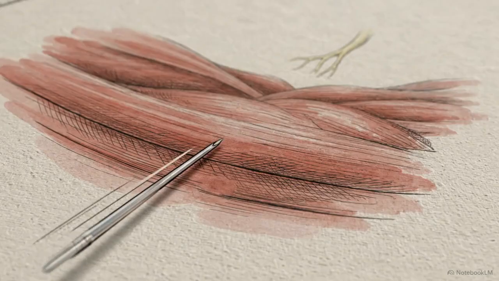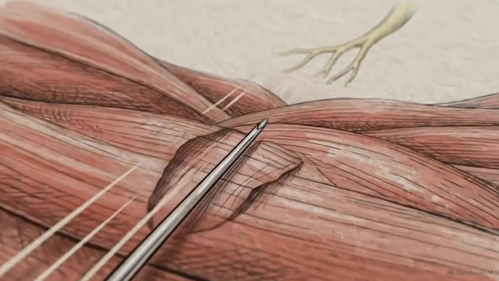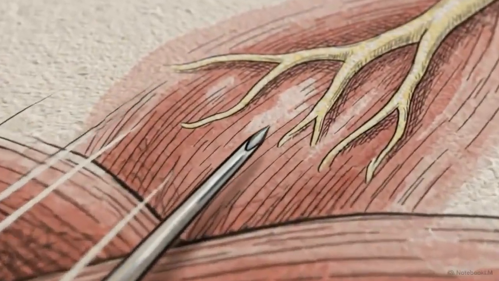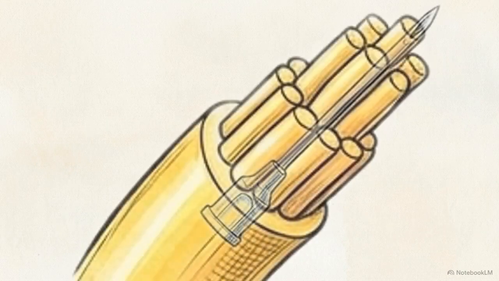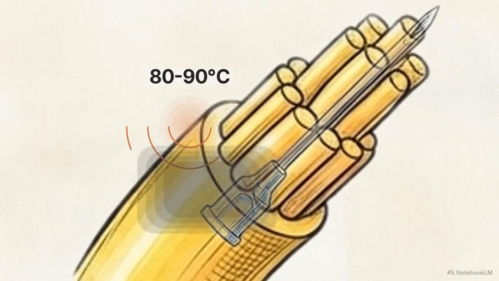The physical mechanism of RF ablation relies on thermal energy. A specialized needle is guided to the nerve, and an alternating high-frequency electrical current heats the active tip of the needle between 80 and 90 degrees Celsius. This creates a precise thermal lesion that interrupts nerve conduction.